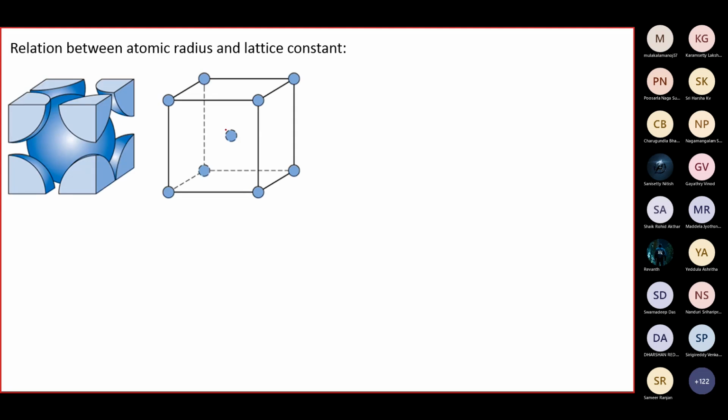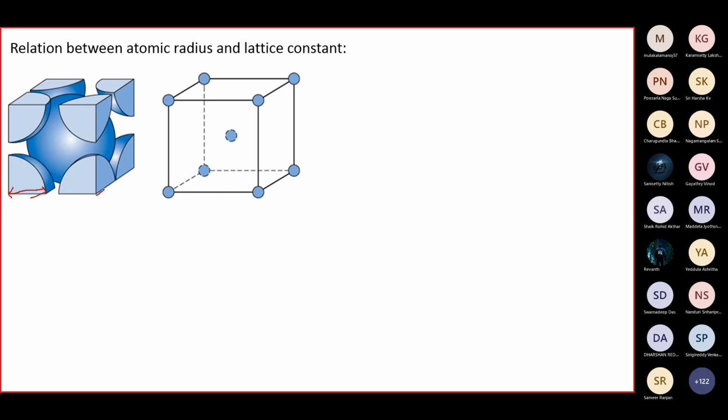Here, this is a body-centered cubic lattice. It has one atom at the center and 8 atoms at the corners. They will be, in fact, almost touching each other. So here, what is the relation between atomic radius and lattice parameter? Here, this would be atomic radius R.